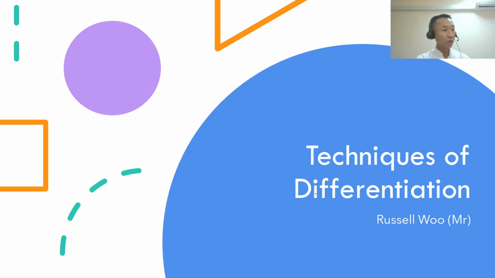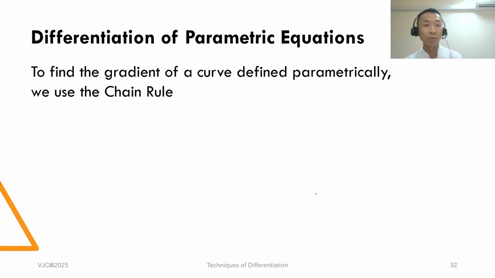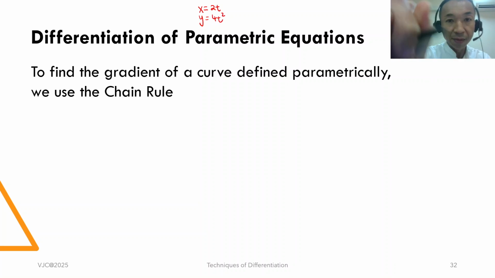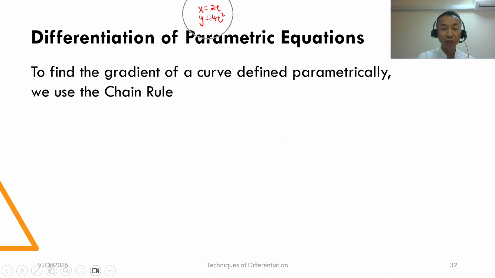Alright, in this section we're going to deal with differentiation of parametric equations. We've done parametric equations. I'll give you a simple example. Let's say x equals 2t, y equals 4t squared. This is a simple example of a parametric equation. Now, to find the gradient of a curve defined parametrically, we use the chain rule.